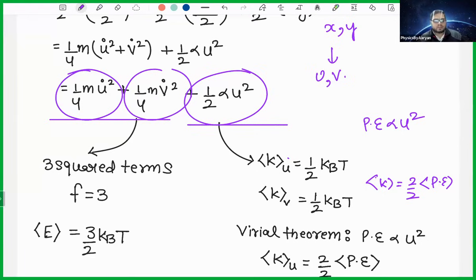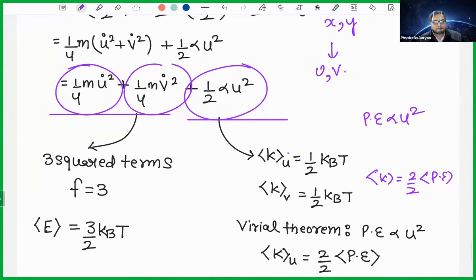Am I able to satisfy your brain for this question? Yes. Sir, what if U is to the power 1? Then we get 2 square terms only. Then degree of freedom is 2. But if we solve by using virial theorem, then it comes 1 kBT from the kinetic energy and only half kBT from the potential energy terms, the virial theorem. Then it is 3 by 2 kBT.